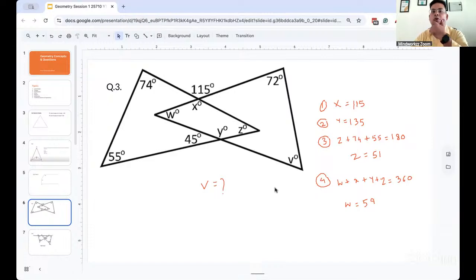So you have got W. Now you need V, right? The answer is not W, you need V. So the last equation, fifth equation, would be V plus W plus 72 is equal to 180 degree, right? So from here you will get V is equal to 49. I hope this is clear.